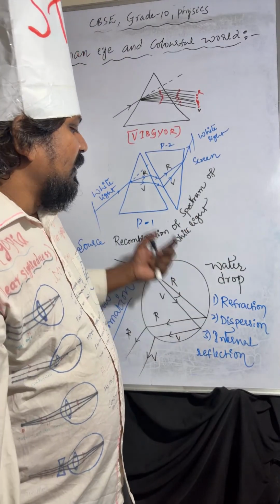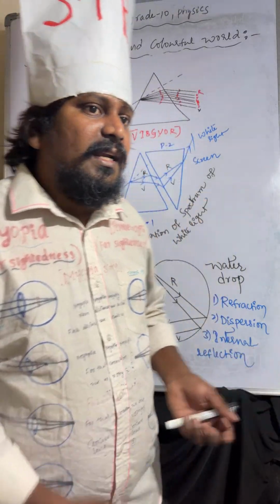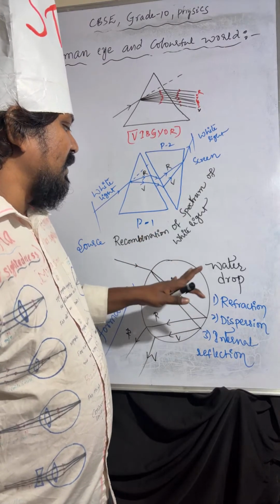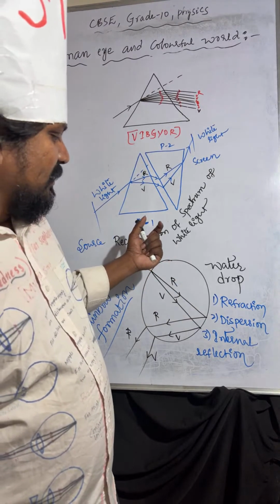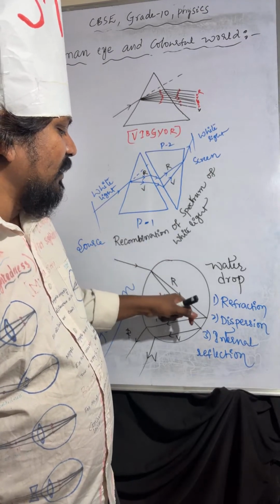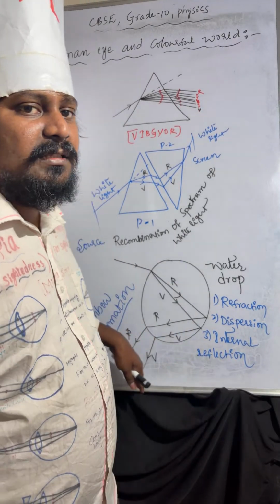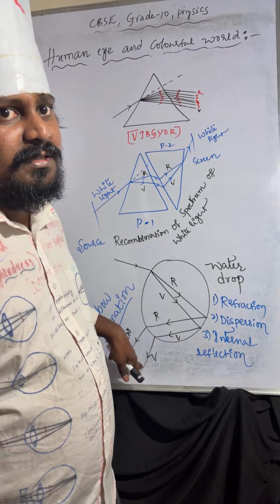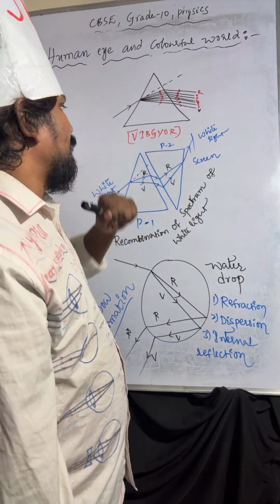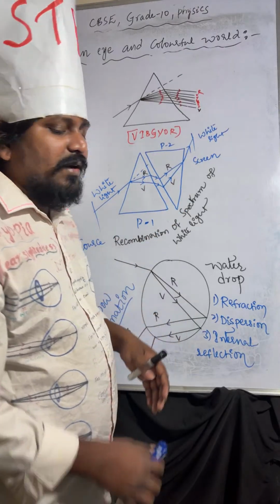Coming to the next one, the splitting of white light into 7 colors is known as dispersion. And coming to internal reflection, the light that has undergone refraction and dispersion reflects internally, and after internal reflection it comes out as white light. You are able to see the rainbow formation. Understood? I hope it is very clear. So the light ray passes through the prism, recombination of the spectrum of white light, and formation of a rainbow by a water droplet.